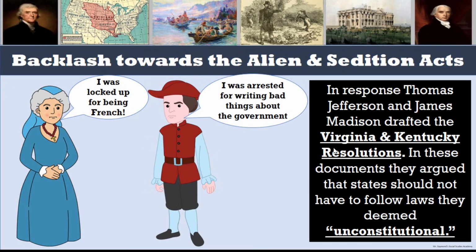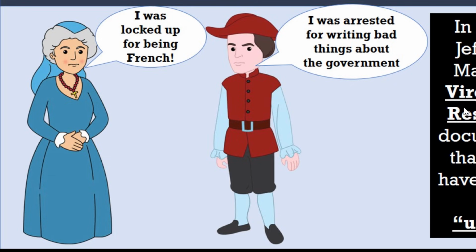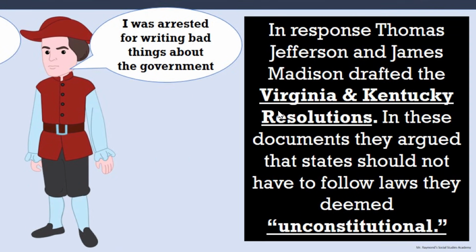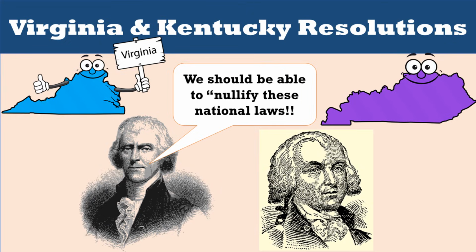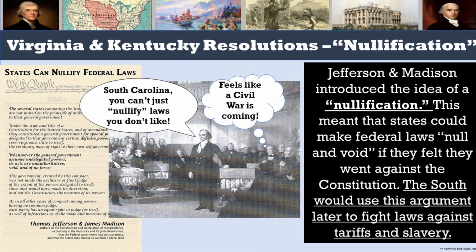from the Alien and Sedition Acts, which targeted French and other immigrants and people speaking out against the government. In response, Thomas Jefferson and James Madison drafted what are called the Virginia and Kentucky Resolutions. In these documents, they argued that states should not have to follow laws they deemed unconstitutional. With this, Jefferson and Madison introduced the idea of what is called nullification. This meant that states could consider federal laws null and void if they felt they went against the Constitution. In other words, they could ignore these national laws.